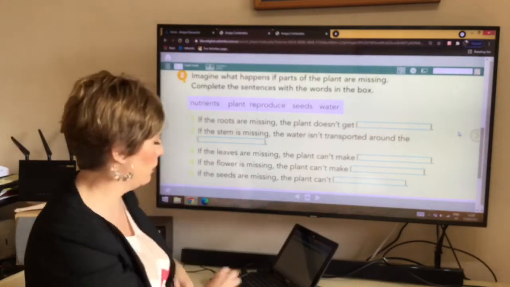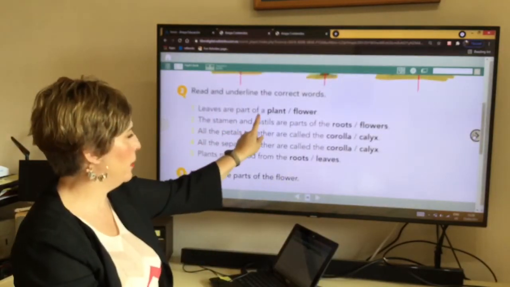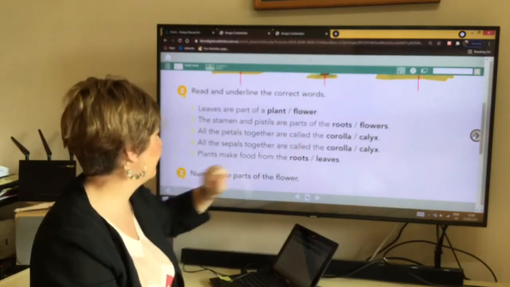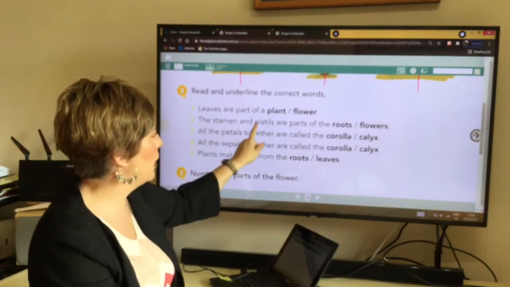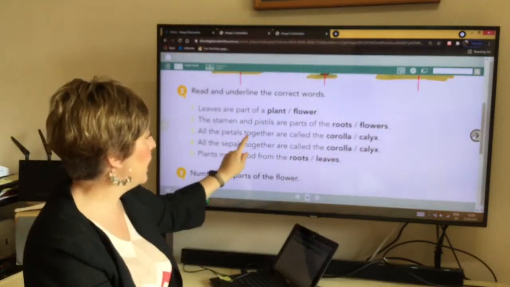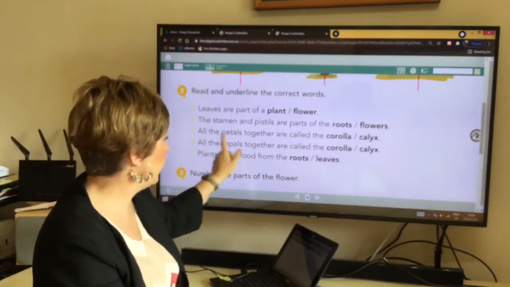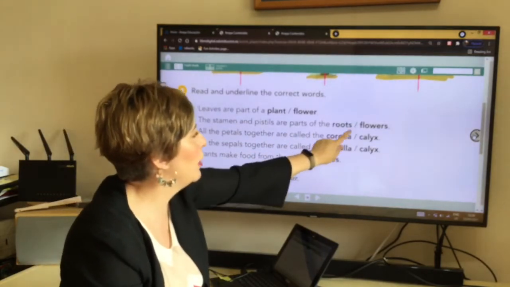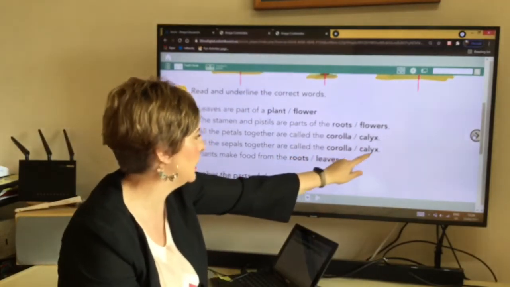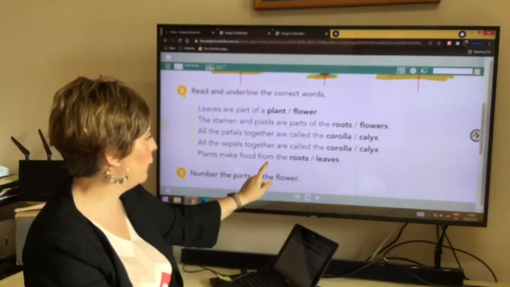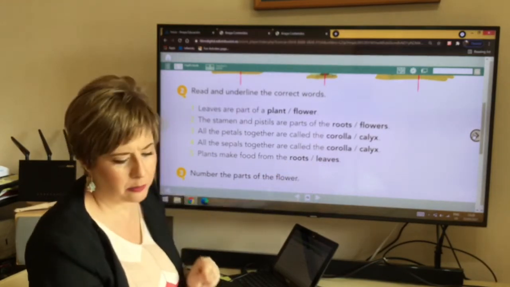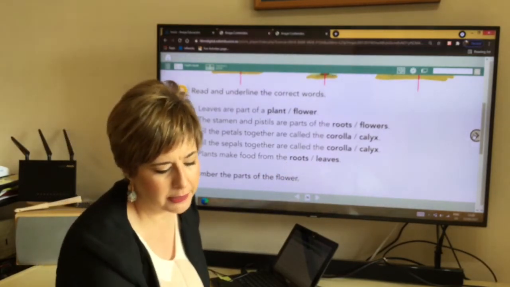That's very, very important. Leaves are part of a plant, not of a flower. Petals are part of a flower. The stamen and pistils are parts of the flowers. And all the petals together are called the corolla. All the sepals together are called the calyx. Plants make food from the leaves.